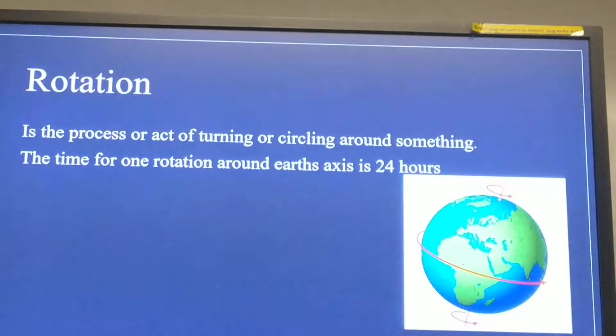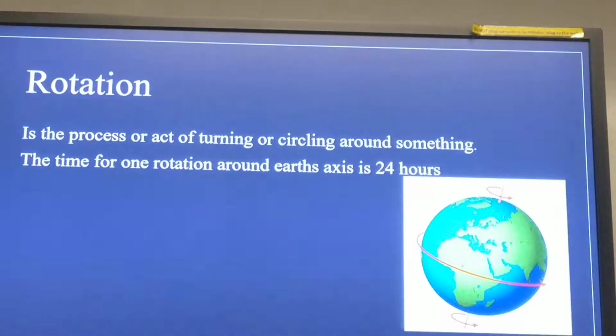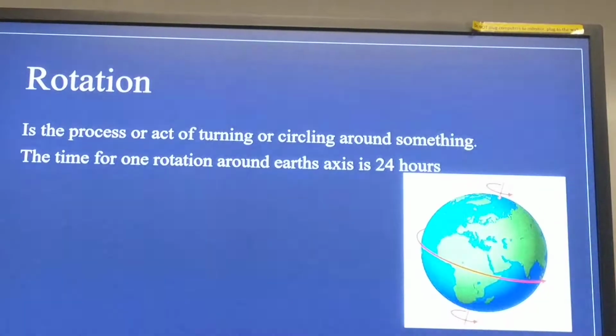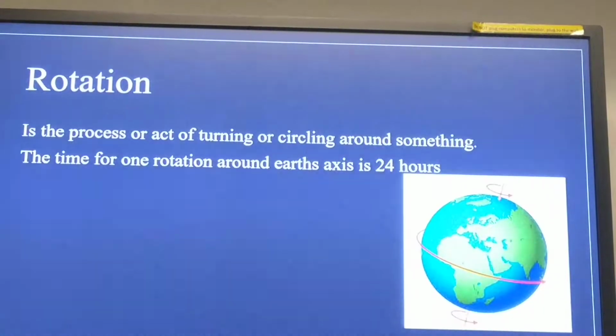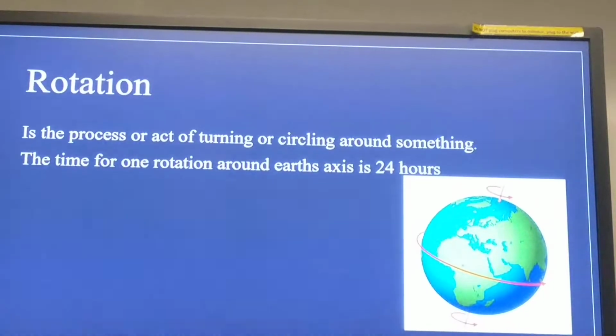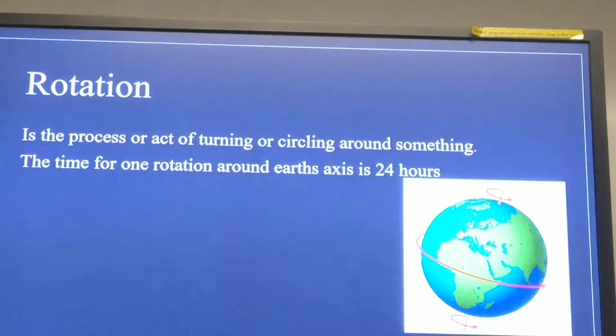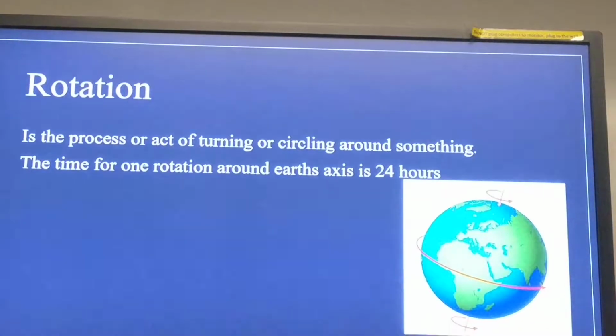Rotation is a process or act of turning over, circling around something. The time for one rotation around Earth's axis is 24 hours. So due to rotation, this is how we experience day and night.